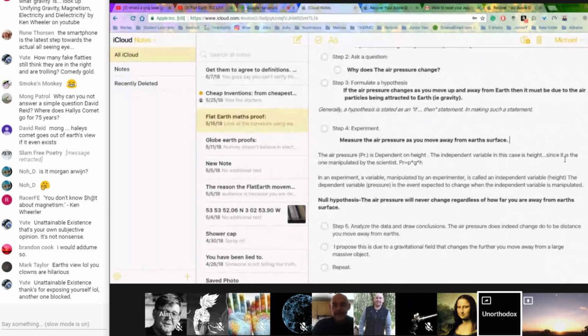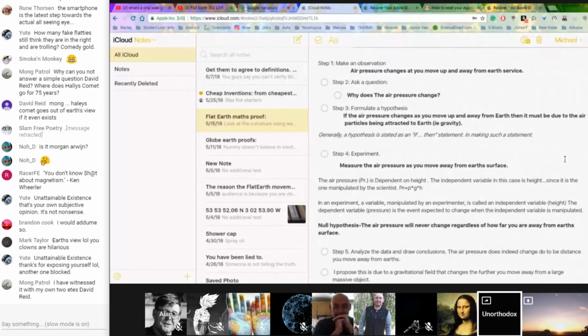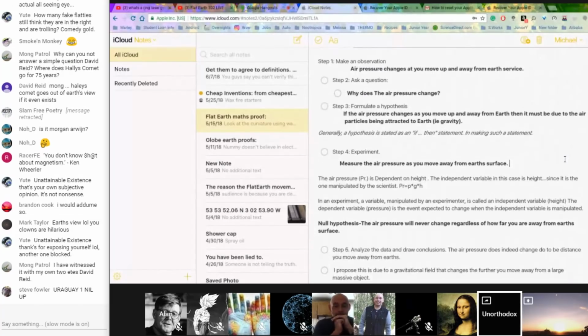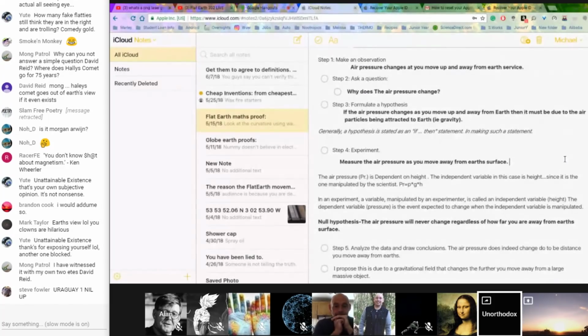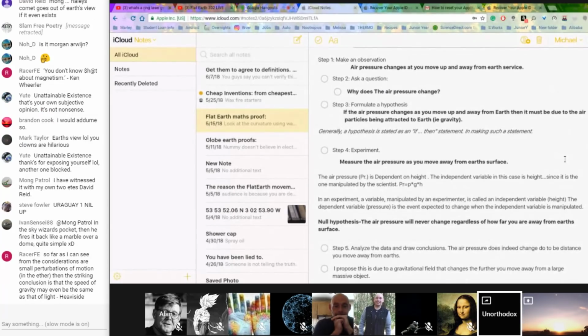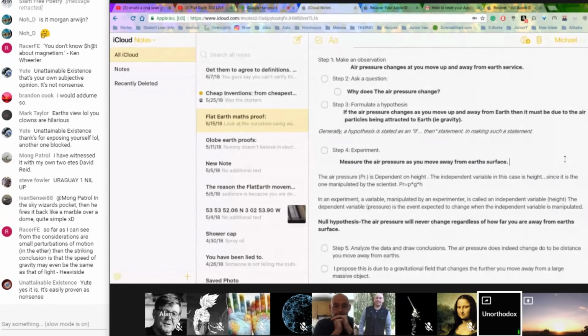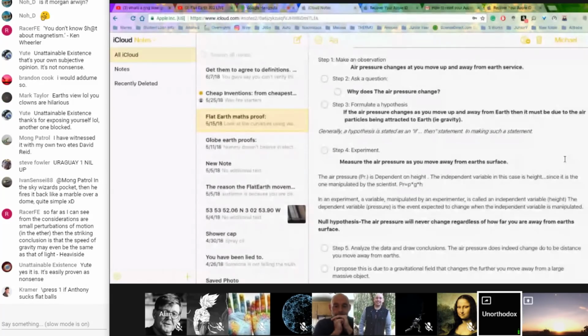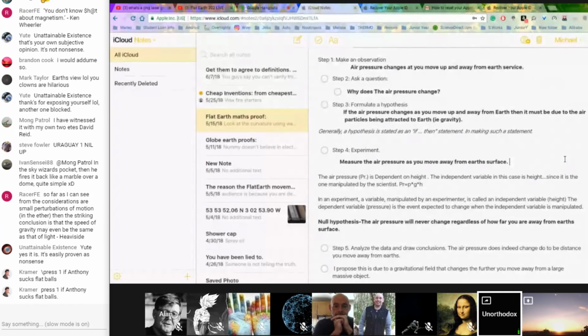And your scientific hypothesis, right, break that down for me into what is the independent, what is the dependent variable. Number 3, formulate a hypothesis. Break it down into the independent and dependent variable, please. Okay, the air pressure is the dependent variable, right? It's dependent upon the height. So the independent variable is the height in this case. You vary the height and the air pressure changes. So the height is the cause.